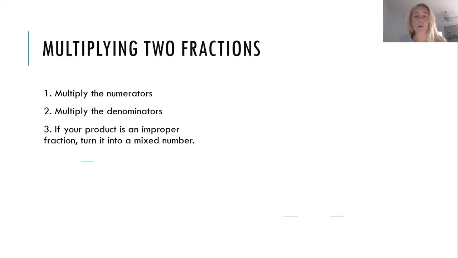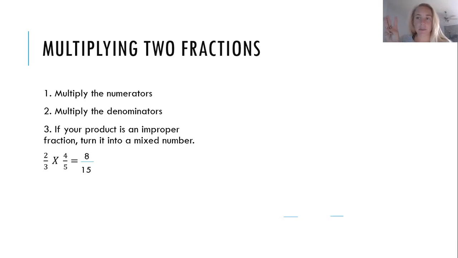Now, please remember that when you are multiplying fractions, this is the only time when your denominator is going to change. Your denominator only changes when you're multiplying fractions. So in this sample problem, we have 2/3 times 4/5. So step one, multiply those numerators. 2 times 4 equals 8. Step two, multiply your denominators. 3 times 5 is 15.